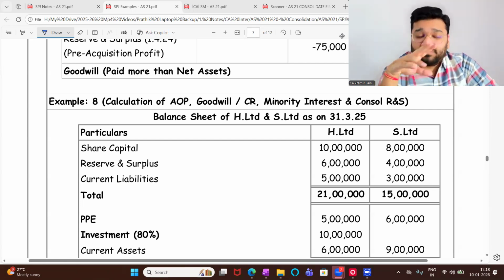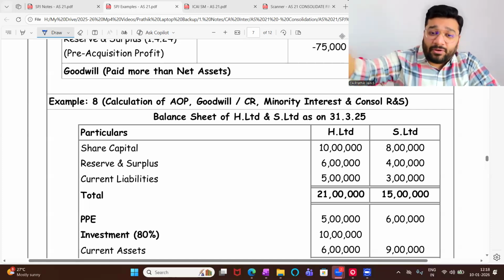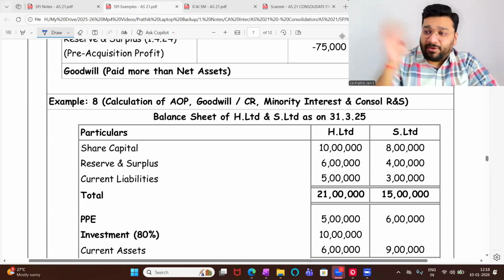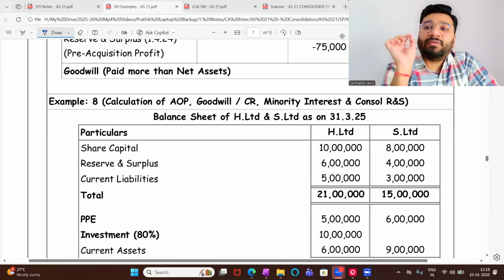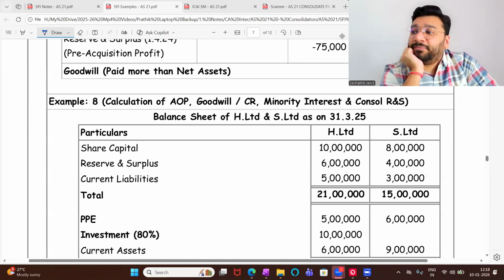Why are we analyzing the profit of subsidiary? Because their profit we have to book in our balance sheet. We have to record them in our balance sheet. So we have to see which part I should record, which I should not record, or where I should record. That analysis we have to do. So always AOP is done for the subsidiary.